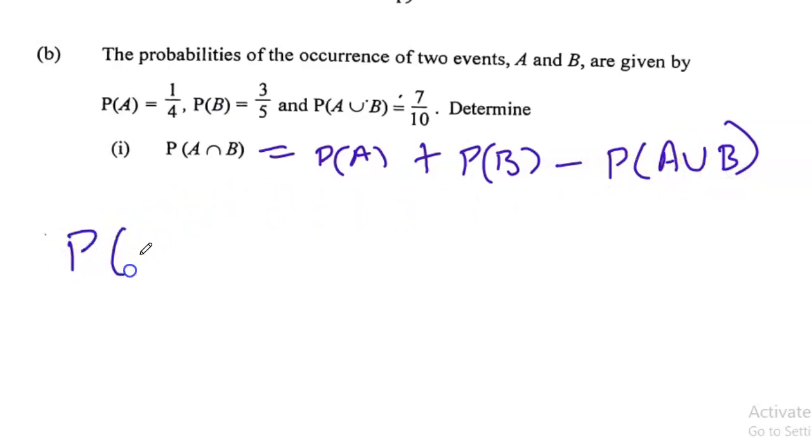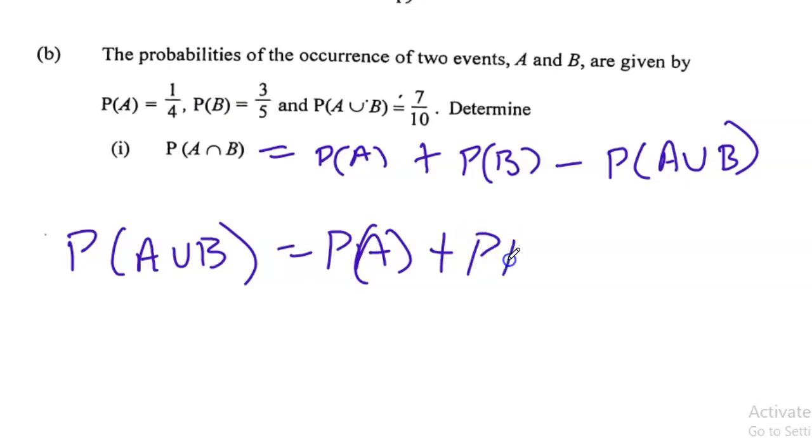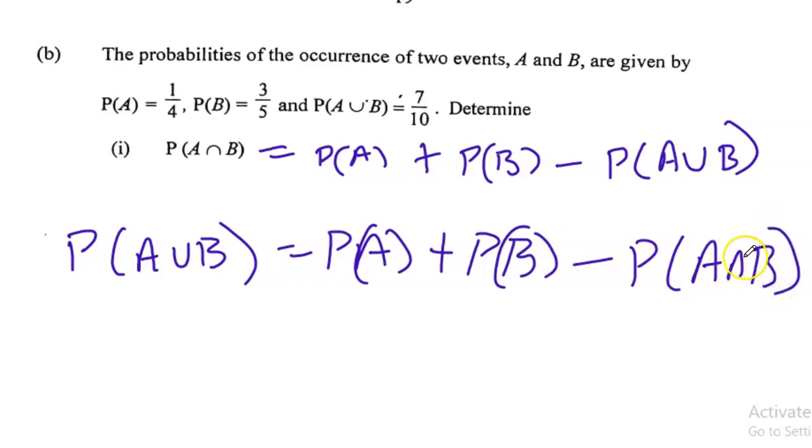So we know that the probability of A union B is the probability of A plus the probability of B minus the probability of A intersect B. And if there's some transposing here, you'll end up with what I just wrote above. You can just swap these. Subtract P(A union B) from both sides and add P(A intersect B) to both sides. You end up with what I have there above.